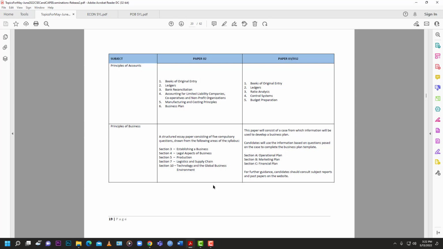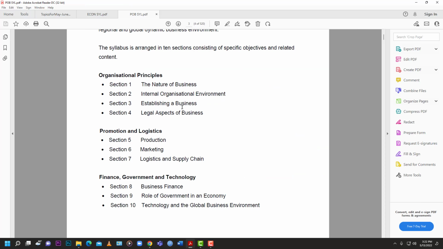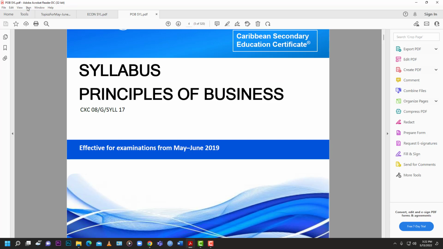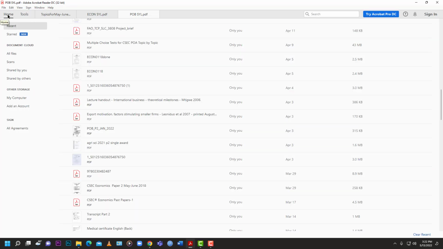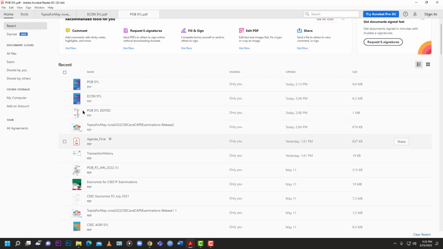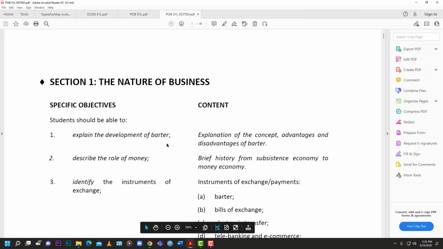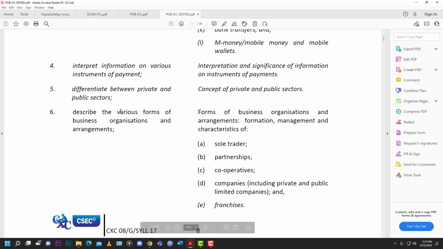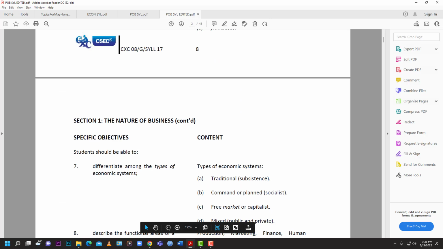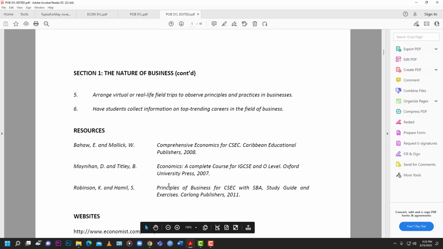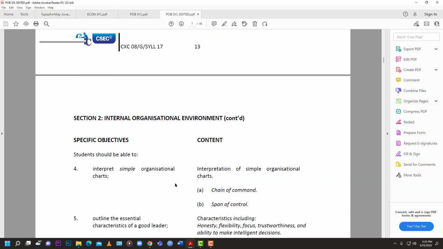So let's see what we're talking about for section 3. Section 3 is about establishing a business. And so you know what that entails, right? Establishing a business, we're looking at reasons for starting a business. We're looking at all of what you have to go through to start that business. So they skip out 1 and 2, and they're jumping in at 3 for paper 2. So let's see what 3 is about.